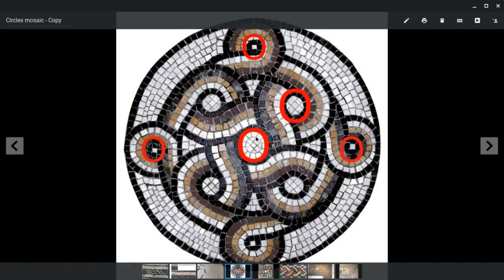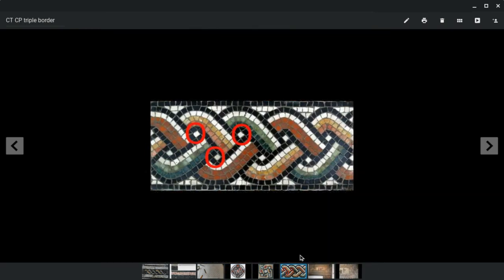These are the center points outlined in red, so they consist of more than one tessera, basically, so I refer to them as a center point. But you can see here, the same as with the center tesserae, it is the area where the strands curl round. And if we look at a border example here, this is a triple strand circled in red.